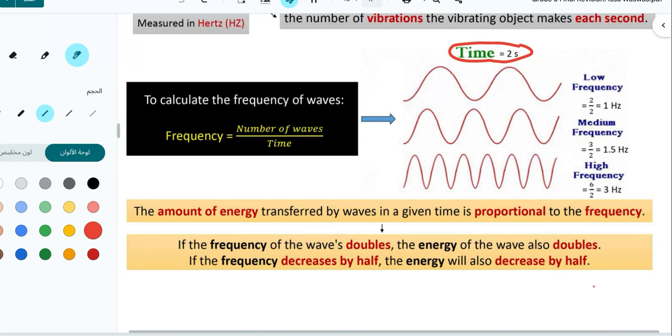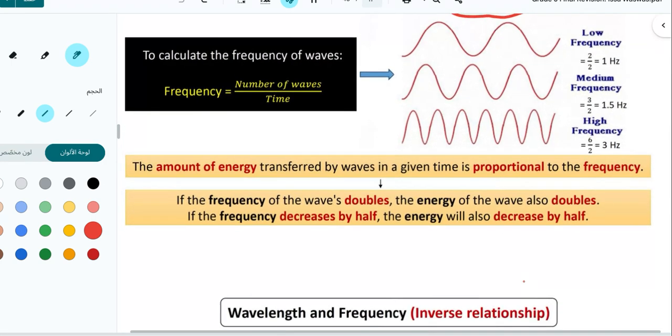The amount of energy transferred by a wave in a given time is proportional to its frequency. If the frequency of the wave doubles, the energy of the wave also doubles.